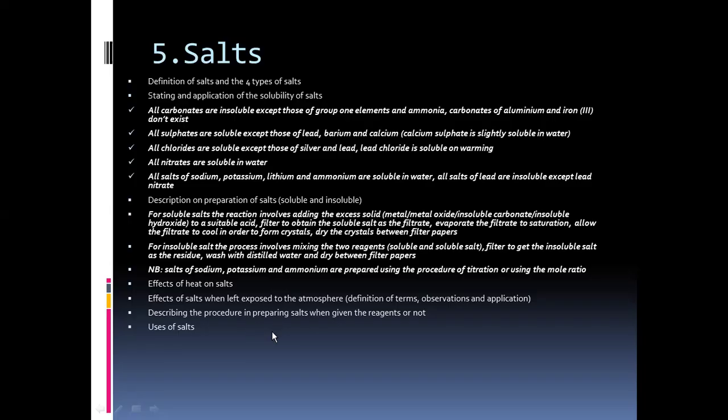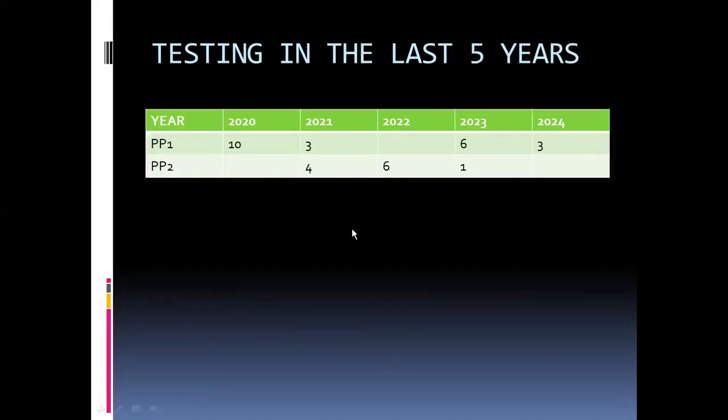How has this area been tested? This is a fertile ground for testing. You can see how it has been tested over the years. 2020, paper 1, it was tested 10 marks. 2021, 3 marks. 2022, I don't think whether it was tested. 2023, 6 marks. And 2024, 3 marks. Someone to tell us which year would you like us to go through? Unataka tuangalia mwaka gani? Or we can look at it at our own time.